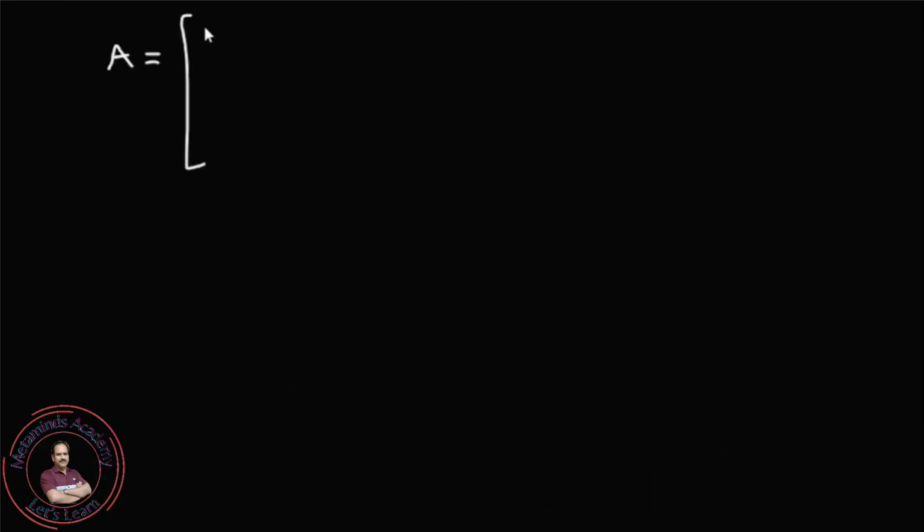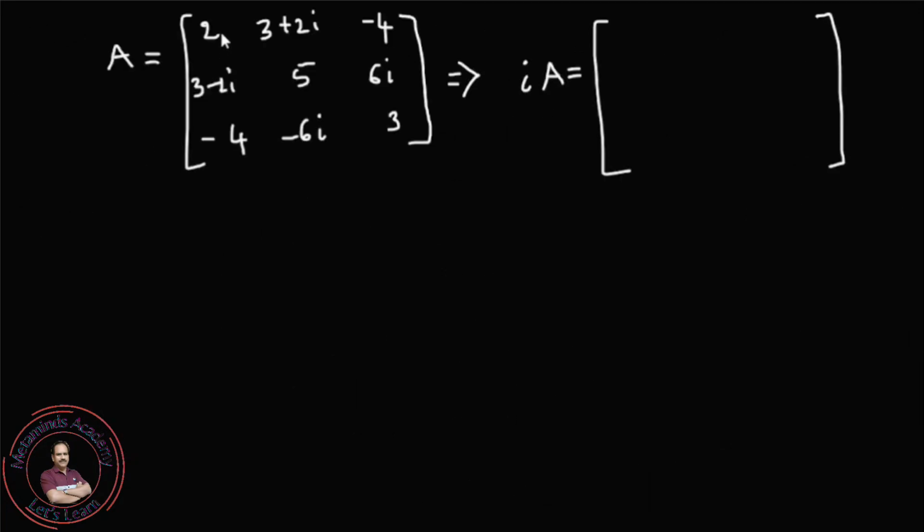So let us write A first again. Multiply this matrix A by i. So i into 2 is 2i. This is 3i plus 2i square. I square is minus 1, right? So replace i square by minus 1. This becomes 3i plus, 2i square is 3i minus 2, right? Because i square is minus 1.